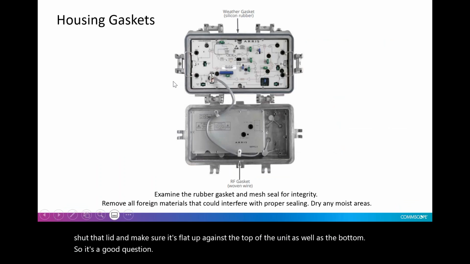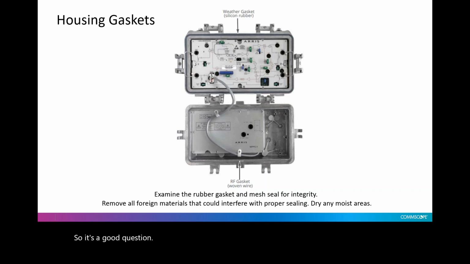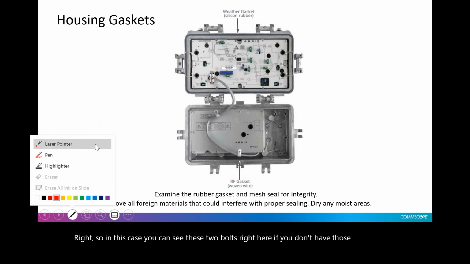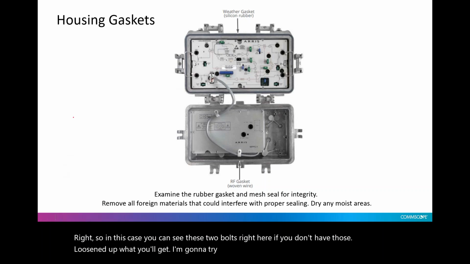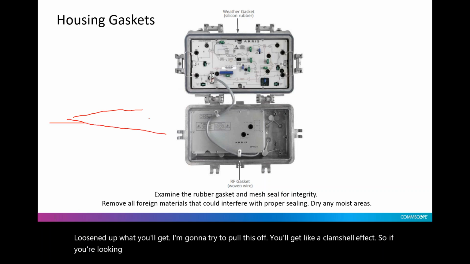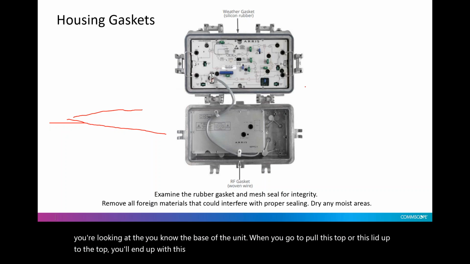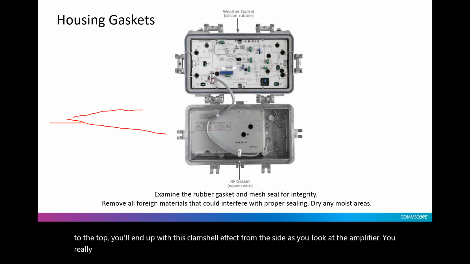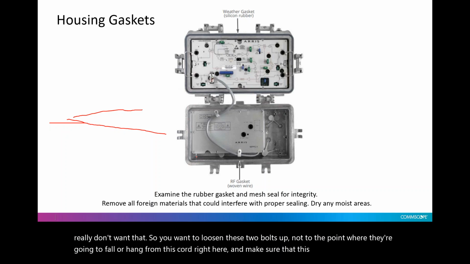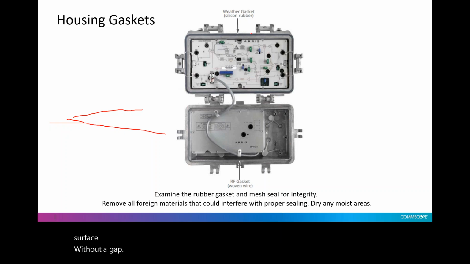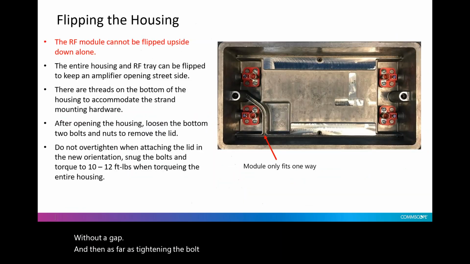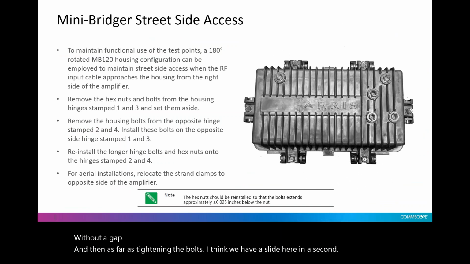I think I remember, at least on some nodes and amplifiers, the bolt tightening sequence is actually marked on the housing, like bolt number 1, number 2, and so forth. Right. So in this case, you can see these 2 bolts right here. If you don't have those loosened up, what you'll get, I'm going to try to pull this off, you'll get like a clamshell effect. So if you're looking at the base of the unit, when you go to pull this lid up to the top, you'll end up with this clamshell effect from the side as you look at the amplifier. You really don't want that. So you want to loosen these 2 bolts up, not to the point where they're going to fall or hang from this cord right here, and make sure that this surface meets up with this surface without a gap. And then as far as tightening the bolts, I think we have a slide here in a second. I'll show you that in just a few minutes, I believe.